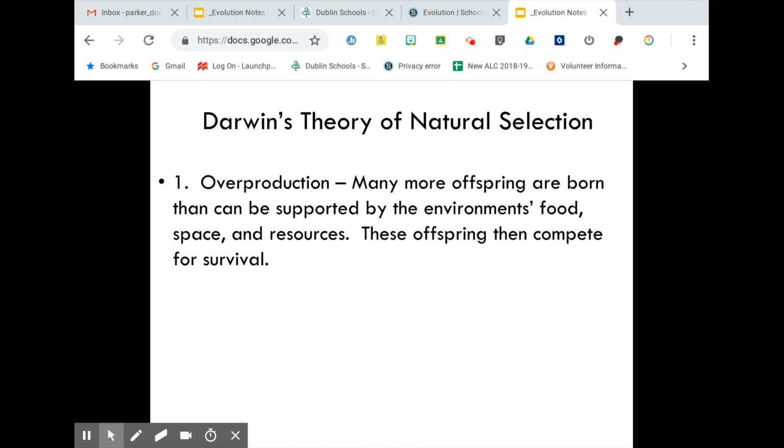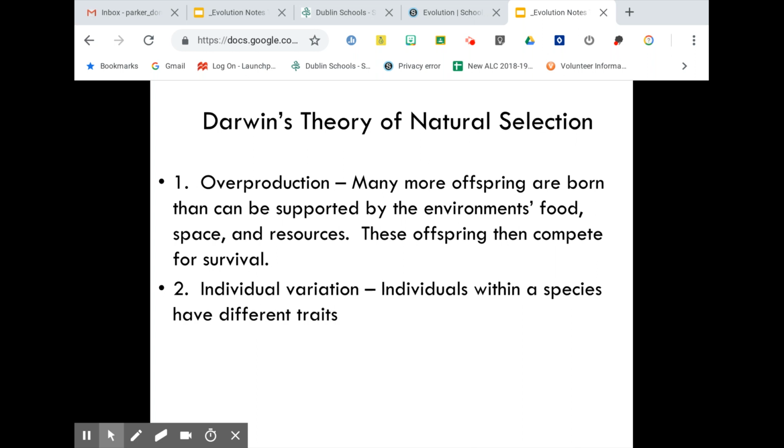The first part is that typically more offspring would be born than can be supported by food and resources, and then the offspring that do survive compete for survival. They compete for those resources. So the ones that have the traits that are most favorable to that particular environment are the ones that survive and pass on that genetic information.